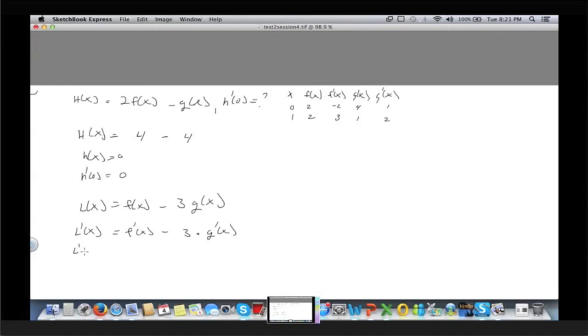So now we have 1. When x equals 1, f prime of x is 3. And when x equals 1, g prime of x is 2. Okay, good. Excellent. That was a good approach. That was a good notation. So that's how to do that type of problem.